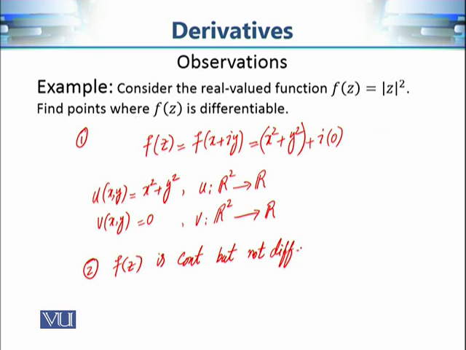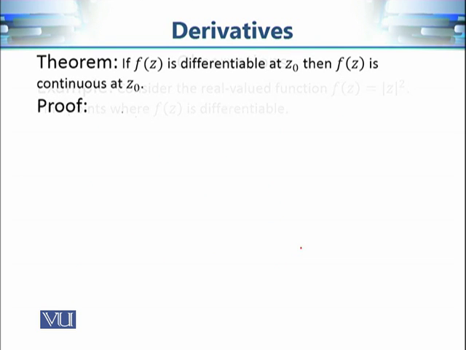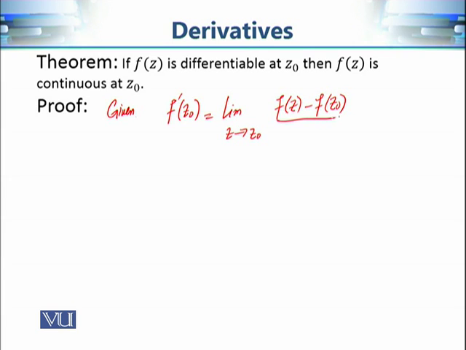And the converse part: as in the real case, is it true that differentiability implies continuity? In this case, it is also true that differentiability implies continuity. So for that, we have the following result. If we have a differentiable function, then the function is also continuous at the point. What is given? The given part is that the function is differentiable. In other words, the following limit exists: the limit as z approaches z naught of f of z minus f of z naught divided by z minus z naught.